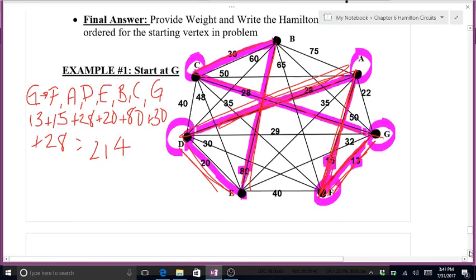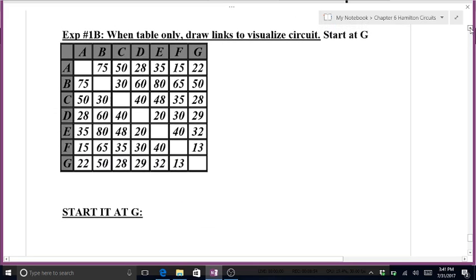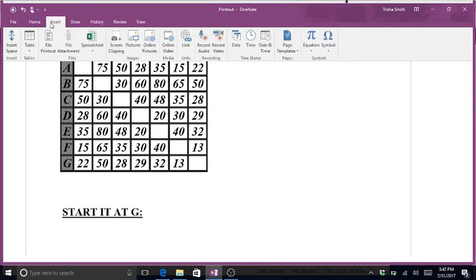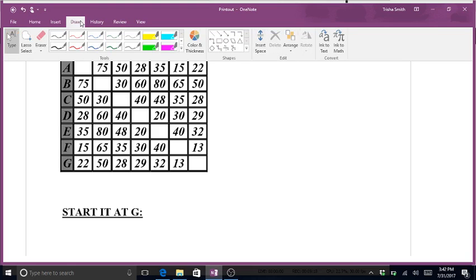Okay, this next example, all they give us is a table. So, me being the visual person that I am, my suggestion to you is to, when you have a table only, draw the links to visualize the circuit. Okay, so let me see if I can find... I'm just going to draw it in. All right. Let's see if I can find a thicker marker.